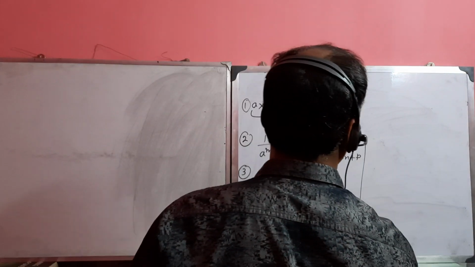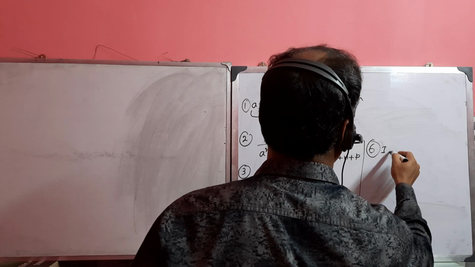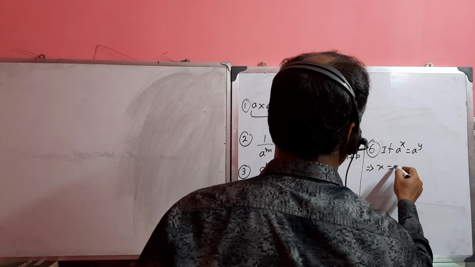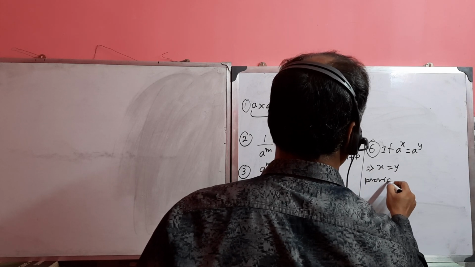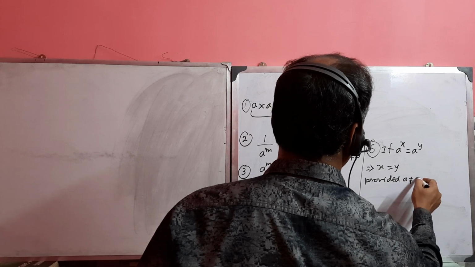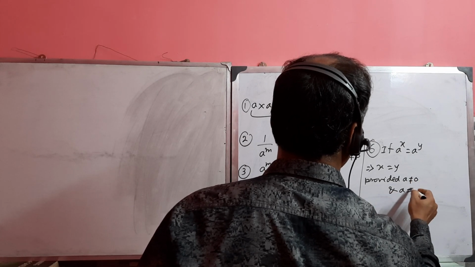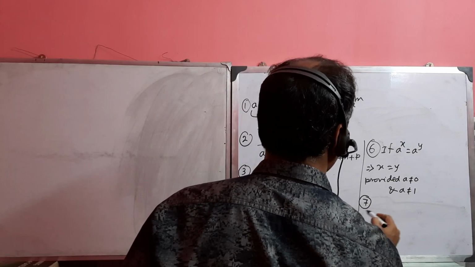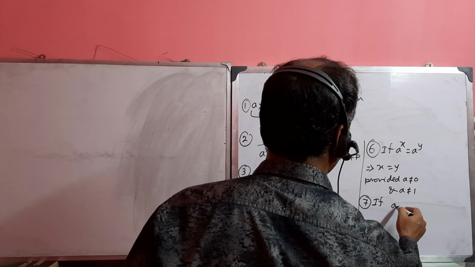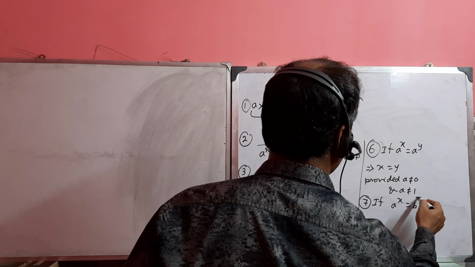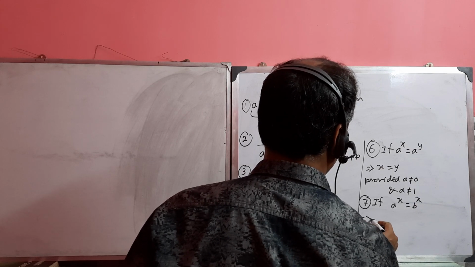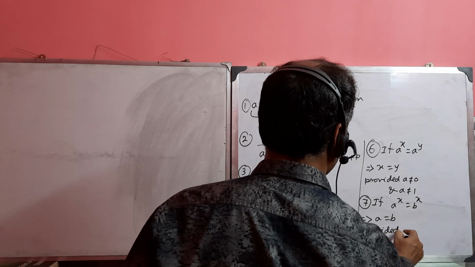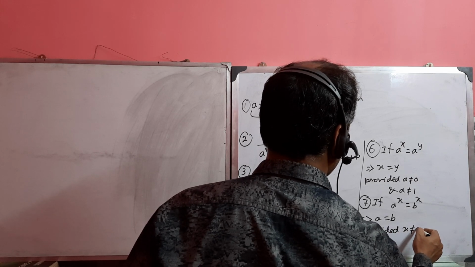And another formula, the sixth: if a to the power x equals a to the power y, that implies x equals y, provided a is not equal to 0 and a is not equal to 1. And the seventh formula: if a to the power x equals b to the power x, that implies a equals b, provided x is not equal to 0.